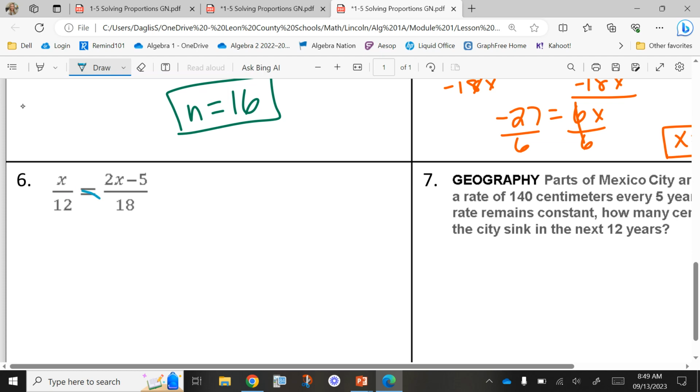So these two get multiplied together. 18 times x. And then 12 is diagonal from 2x minus 5. So 12 times all of 2x minus 5. We do the parentheses to show that whole piece was in that other numerator. That whole piece needs to stay grouped together.